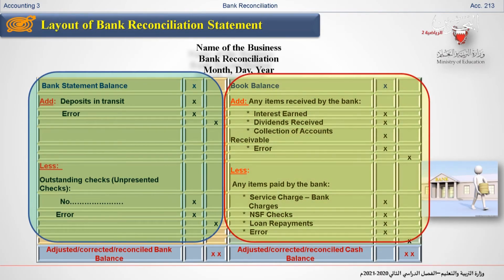The second step is to adjust the balance in the company's cash account to the true, adjusted, or corrected balance by adding interest earned, dividends received, collection from accounts receivable, or errors, and deducting service charge, NSF checks, bank charges, loan repayments, or errors. At the end of this process, both reconciled bank and cash balances should be equal.